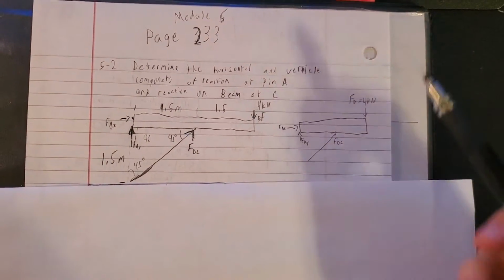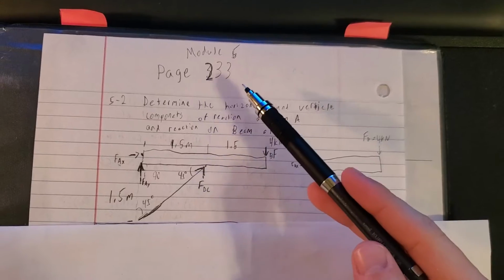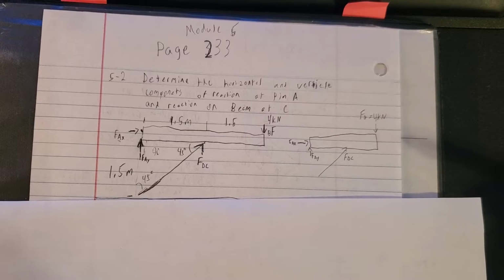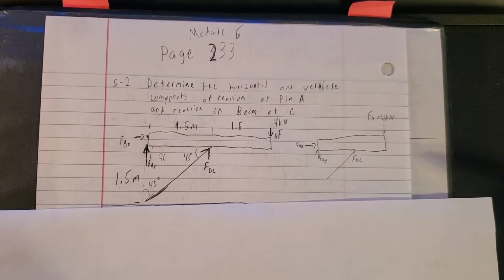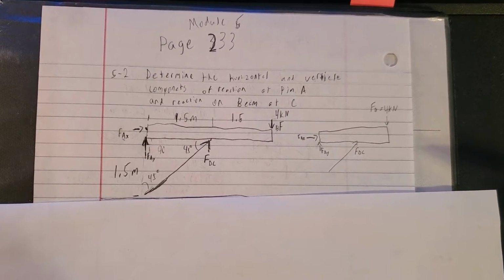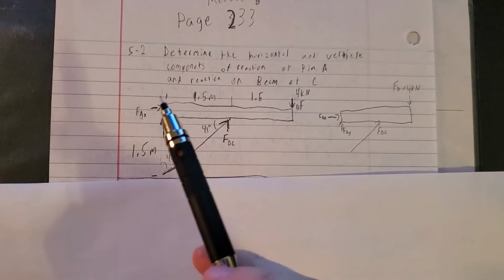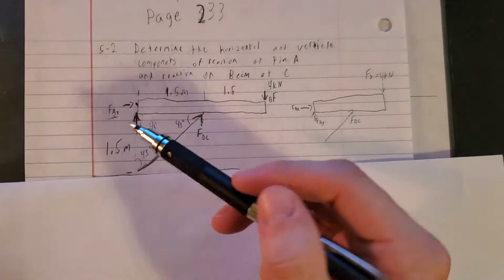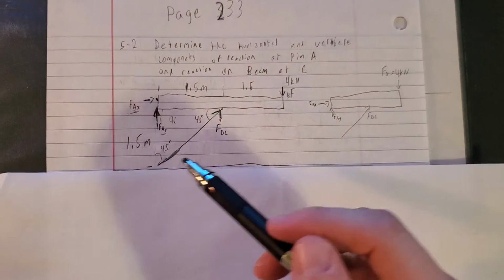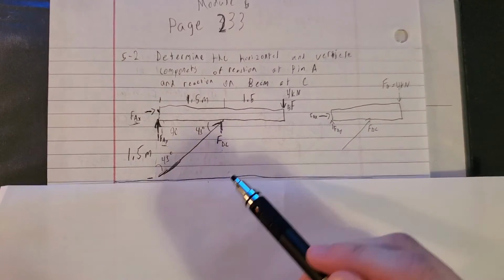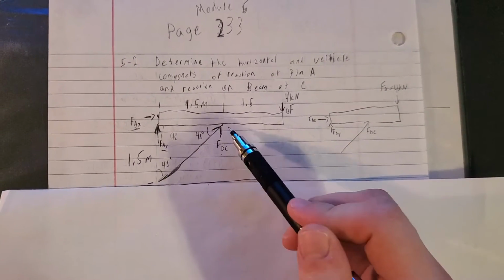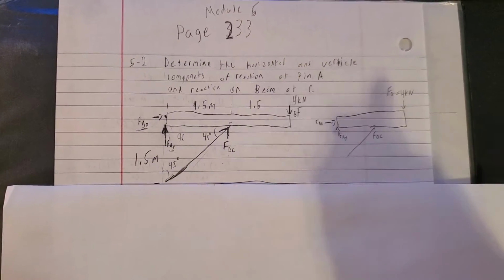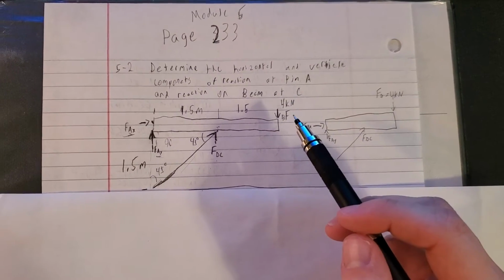Okay, for the first problem on page 233, I did problem 5-2. Determine the horizontal and vertical components of reaction at pin A and reaction on the beam at C. So at pin A, there'll be a vertical and a horizontal reaction, and there'll be a force here going along this beam at C. Here's the beam, and here's the force going down, acting down.